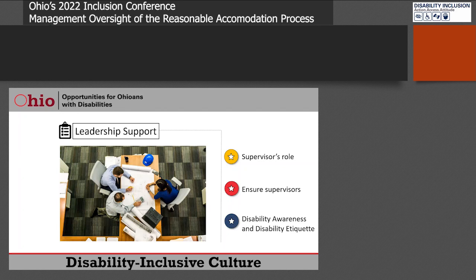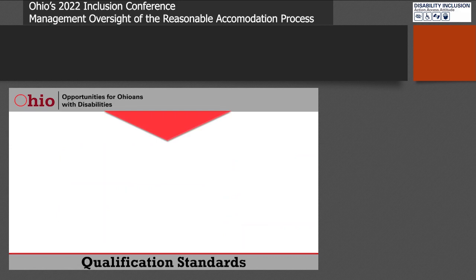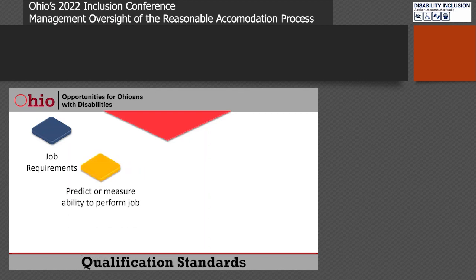Another step to consider is how your job's qualification standards and essential functions play a part in creating an inclusive workforce. Julie, can you tell us how supervisors may be involved with these? Sure, let's start with qualification standards. These are the requirements for the job, like education, experience, licenses, and skills. They're intended to predict or measure a person's ability to perform a certain job. Supervisors may be asked for their input on a job's qualification standards, so it's important to note these must be job-related and consistent with business necessity when they are applied to individuals with disabilities.